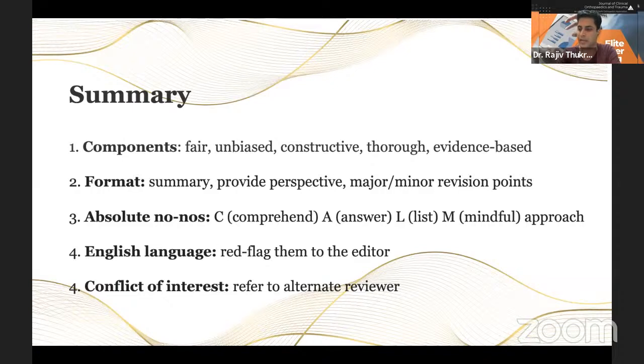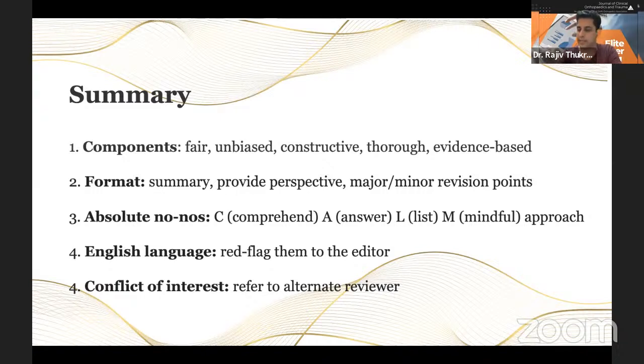Don't be very general, as Dr. Paula stated. And of course, Dr. Gupta said that you can have a format which talks about only the novelty of the article, or whether it is logical to have that article, or the suitability of the article, and you must see your journal and decide that. What are the absolute no-nos?